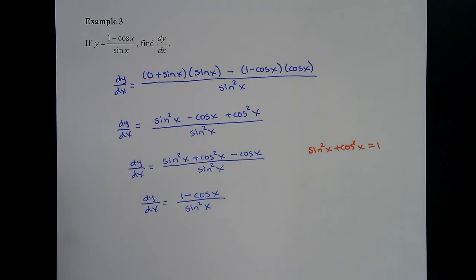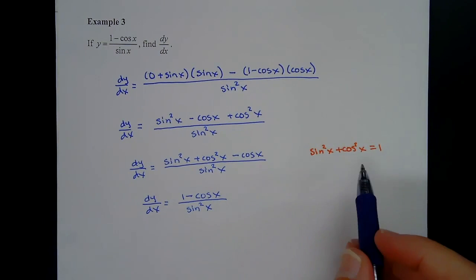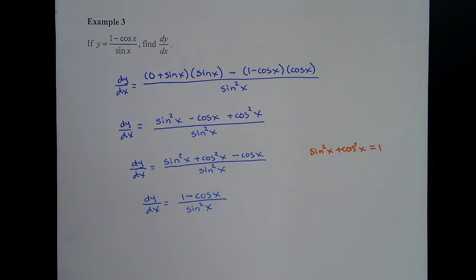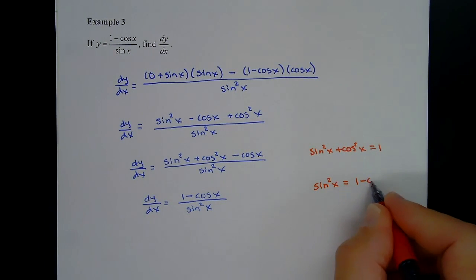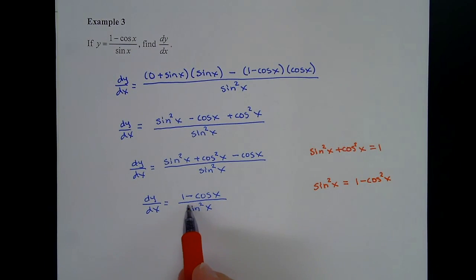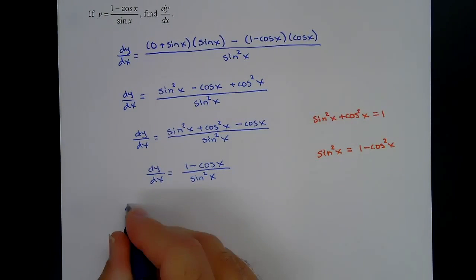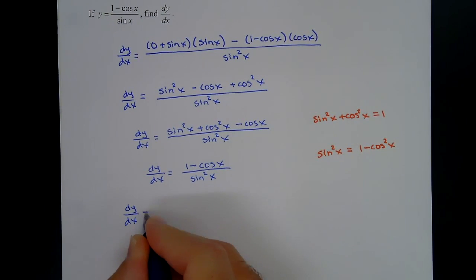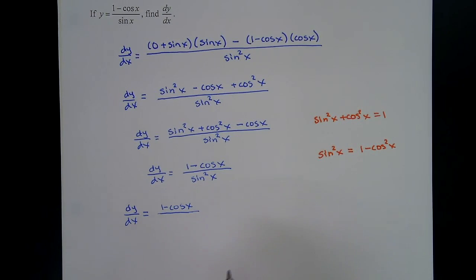There are some other things we can do because we have this trig identity, sine squared x plus cosine squared x is equal to 1. So I am going to solve this for sine squared x, and so sine squared x is equivalent to 1 minus cosine squared x, which means I could replace this sine squared x with 1 minus cosine squared x. You need to be aware of this because in a multiple choice test, you may have any one of these as your answer, okay? So dy over dx could also equal 1 minus cosine x over 1 minus cosine squared x.